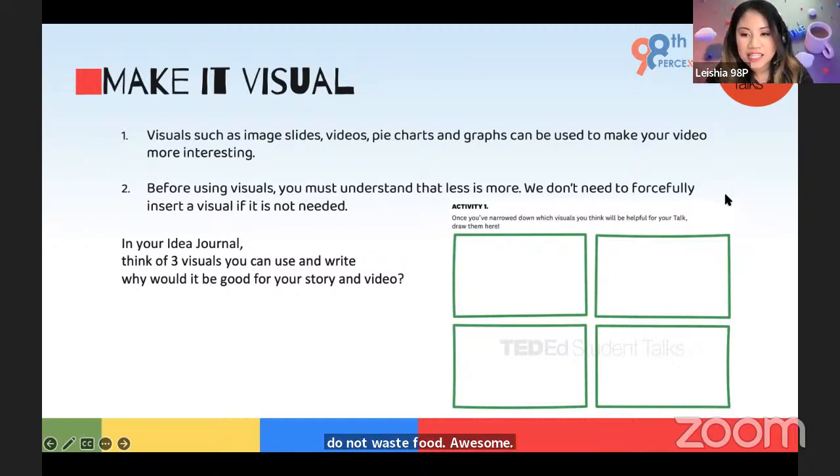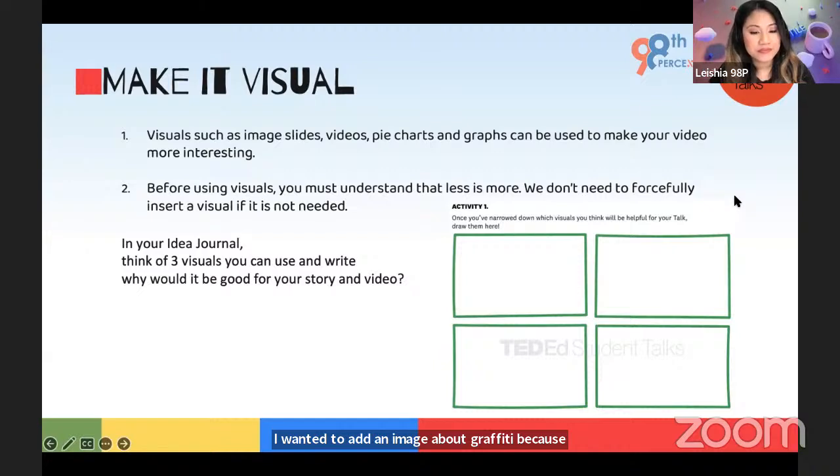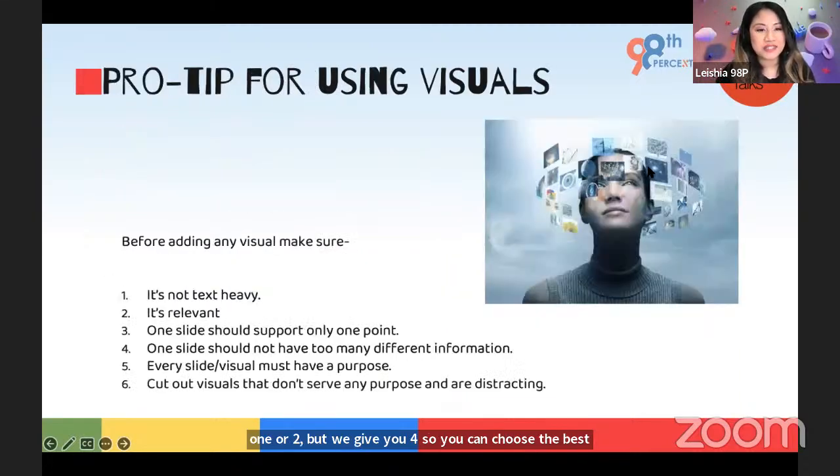All right, class, one last student. I see here Aiden. Go ahead, Aiden. I wanted to add an image about graffiti because it's a big thing in our community because it's suburban and a lot of people draw on walls. So yeah. Awesome. Well, thank you so much for that, Aiden. I think that would be great too. So great job, everyone. Do make sure that your visuals are relevant to your talk. And remember, you don't have to put a lot, maybe just 1 or 2, but we give you 4 so you can choose the best types of visual that you would like to add to your speech.